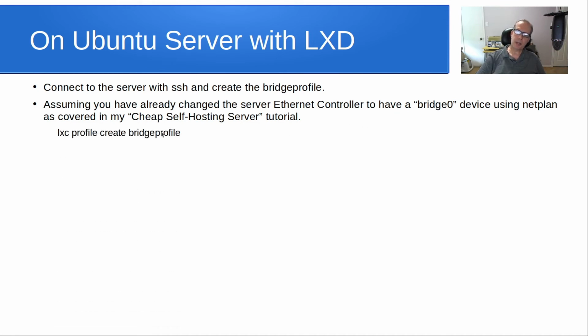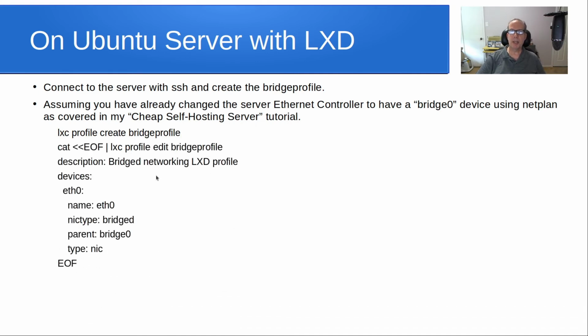Once you've done that, then we can do an LXC profile create bridgeprofile on the Ubuntu node. And then we take the same thing that we've got from the other system, except this one looks just a little bit different. We're going to copy from the cat all the way to the EOF, and we are going to say the NIC type is bridged, but the parent is going to be bridge0. And now that it's bridge0, it'll point to this bridge that we created in this other video. So instead of pointing to the other device on the QNAP, it'll point to bridge0 over here.